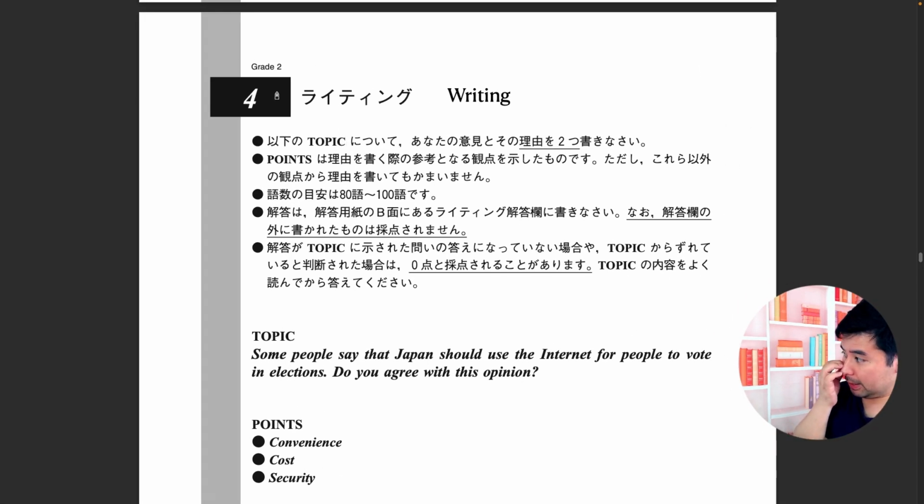So here, it's a Japanese katakana, which is rai. Oh, sorry. Wait a minute. Okay, so writing. So what is that? Writing, right? You're gonna have to write.